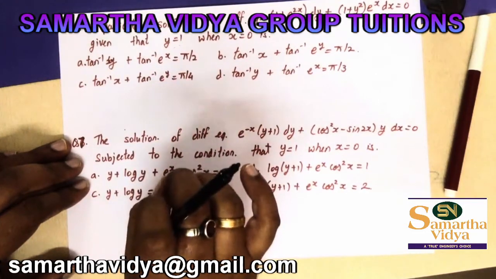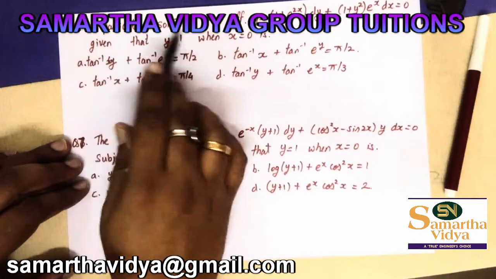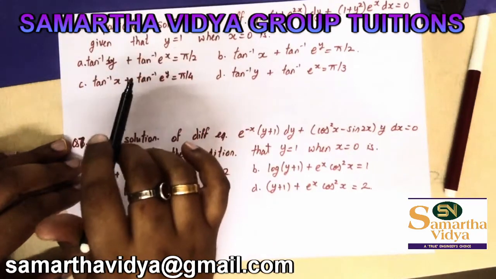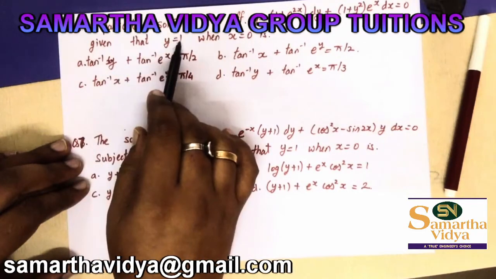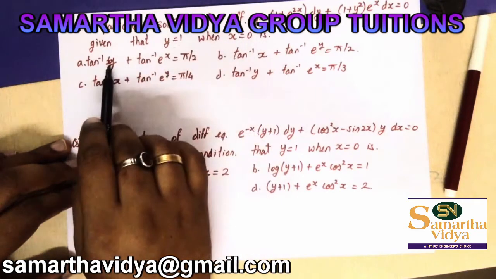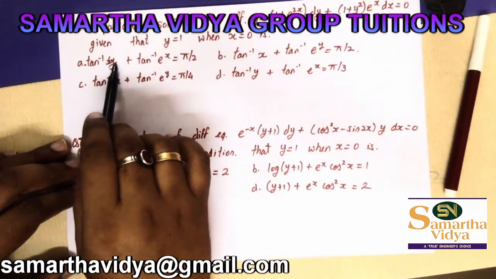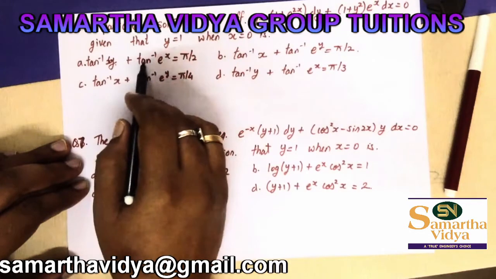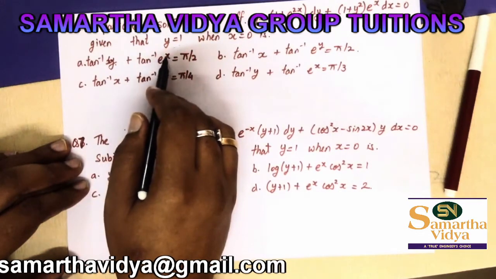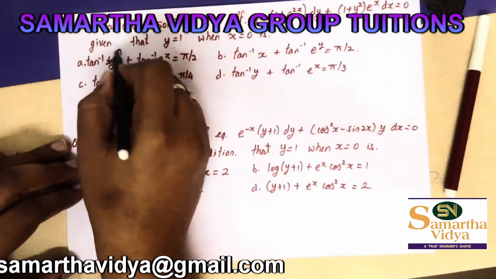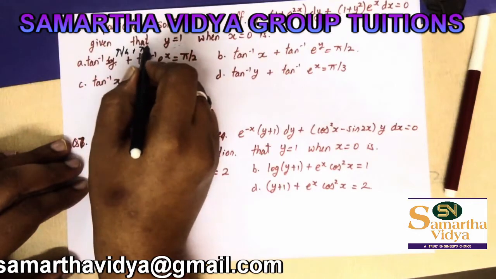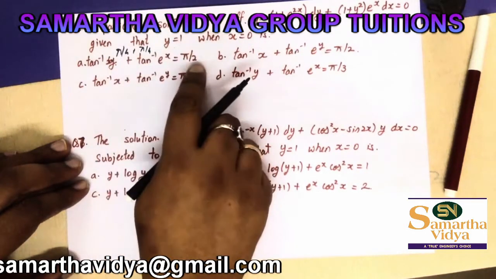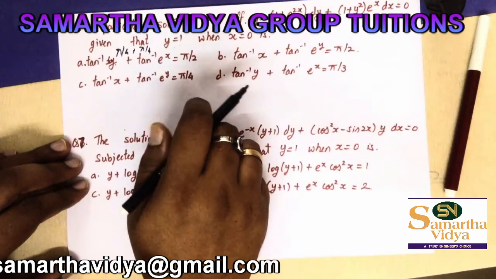This is only applicable if they are asking you for a particular solution. So if I substitute y is 1 and x is 0 in this, you can see tan inverse 1 is pi by 4, and tan inverse of e raised to 0, e raised to 0 is 1. So we have pi by 4 plus pi by 4. So you can see it is satisfying because it's equal to pi by 2.